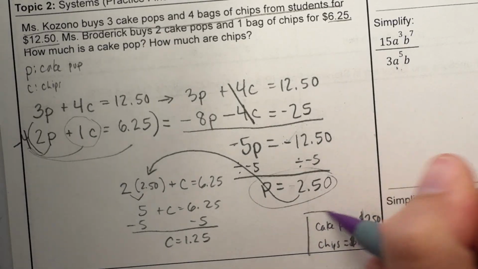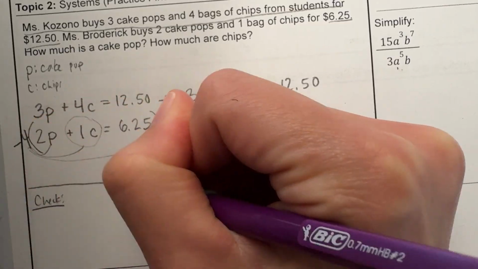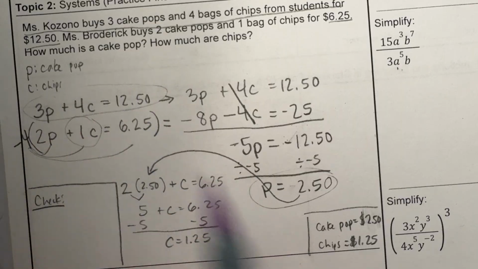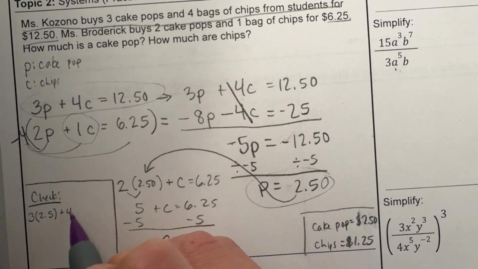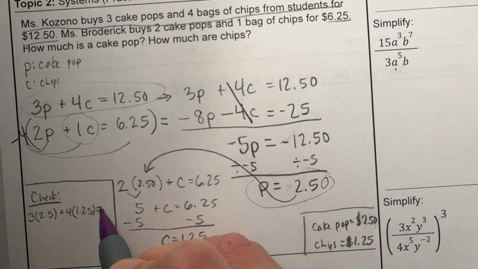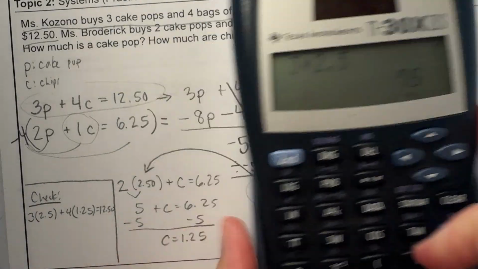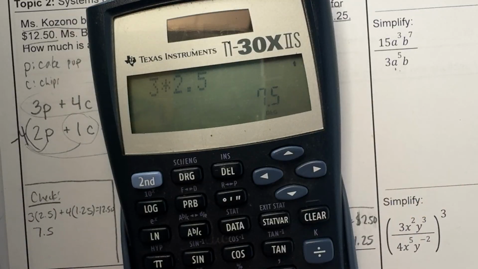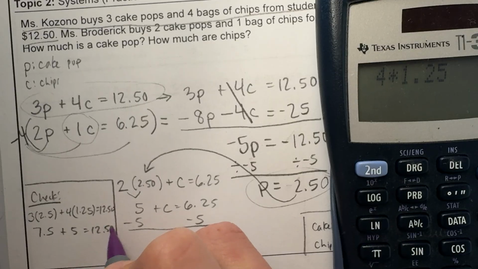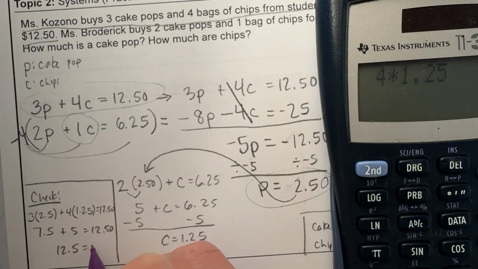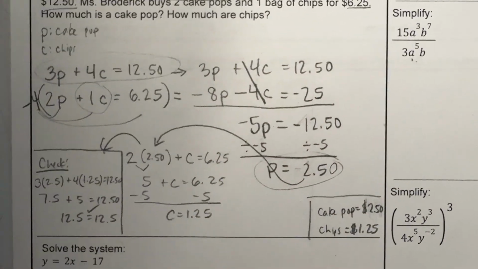Now, if I'm taking a final exam, what I would do is I would come and I would check. This would be my last step. But I would take this other equation, the one that I didn't just use, and I would just make sure that if I put in $2.50 for a cake pop and $1.25 for a bag of chips, that I do in fact get $12.50. So let's just do that real quick. 3 times 2.5 is 7.5, and 4 times 1.25 is 5. And when I add these together, yep, I get 12.5 equals 12.5, and so I'm good. All right, so that's how I would solve this.